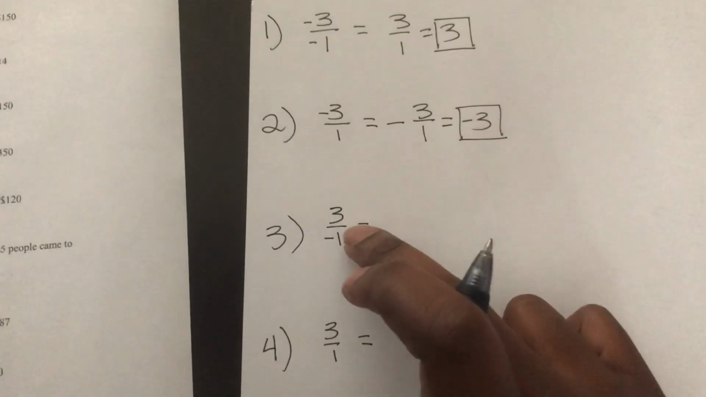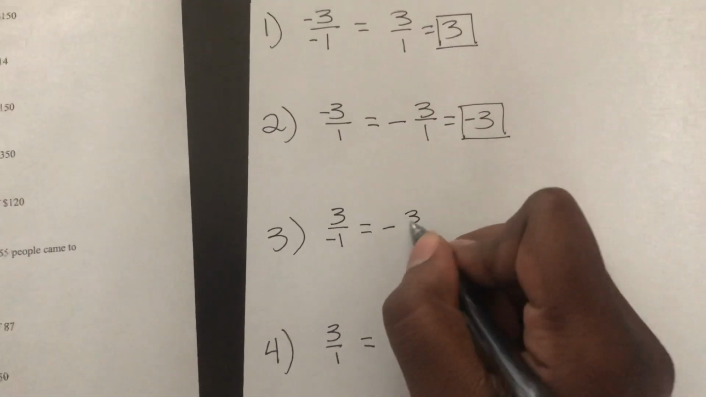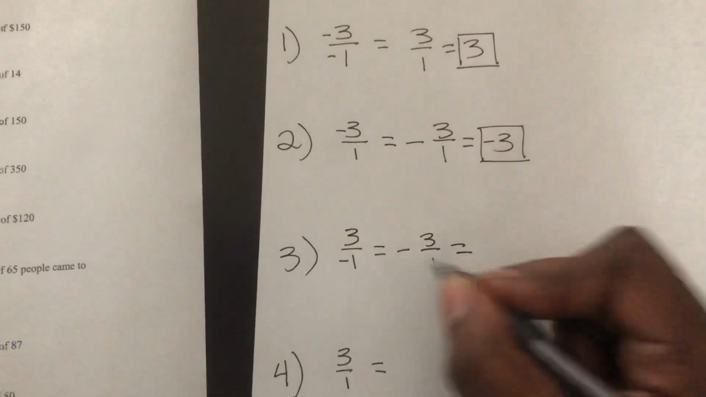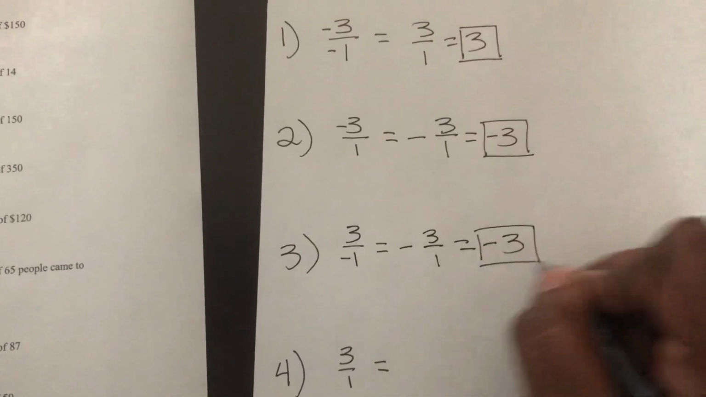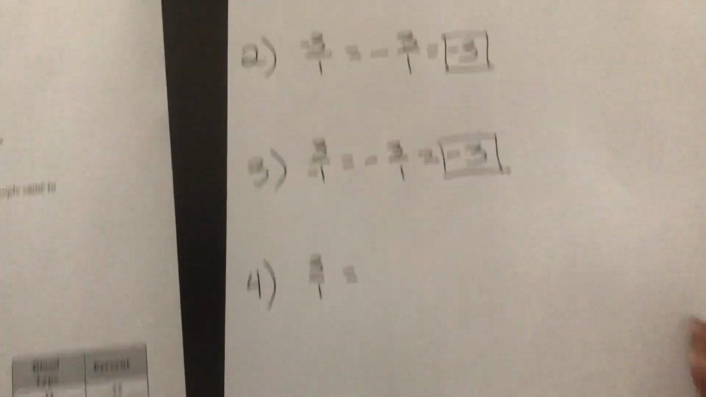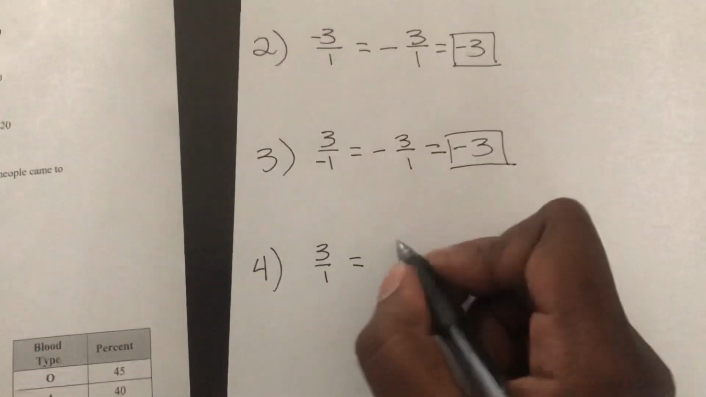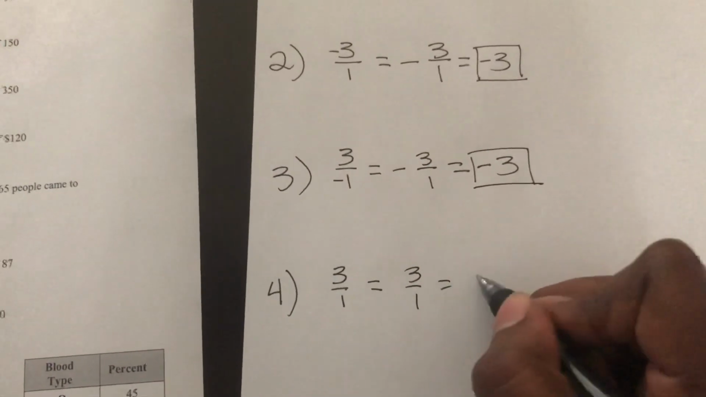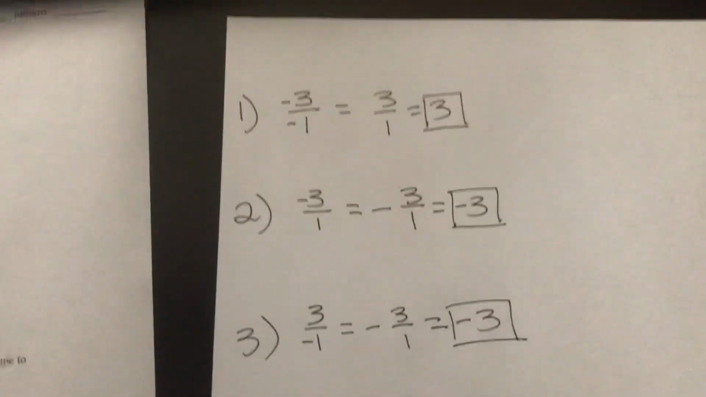Same thing here. We've got a positive divided by a negative. So that would actually turn, once again, our entire fraction negative. And so whenever you're trying to simplify to get a whole number there, it would be -3. And this one, of course, is just plain and simple. It's two positives. So we know that that's going to be the same exact thing. And there we go. That's it.